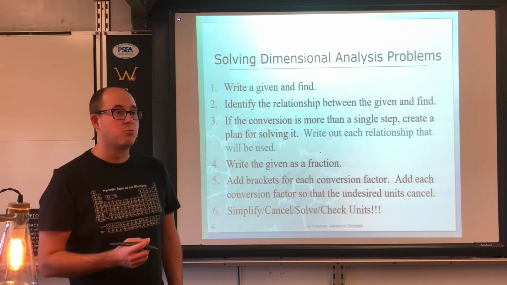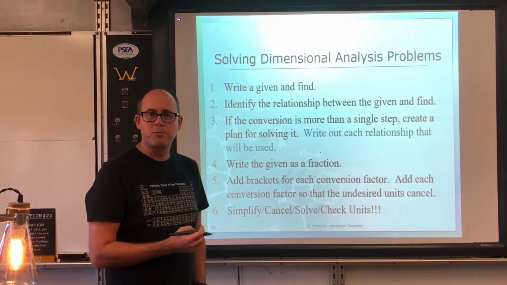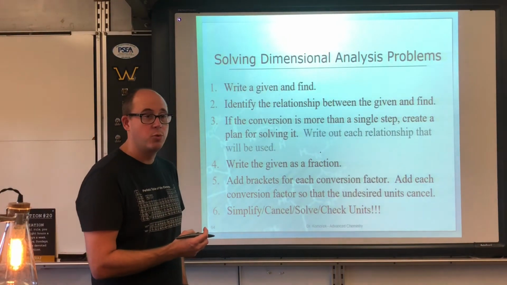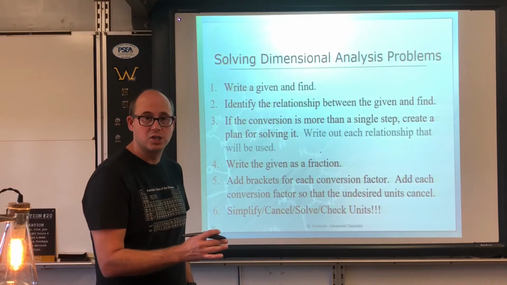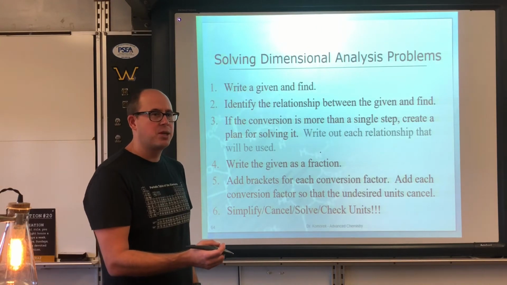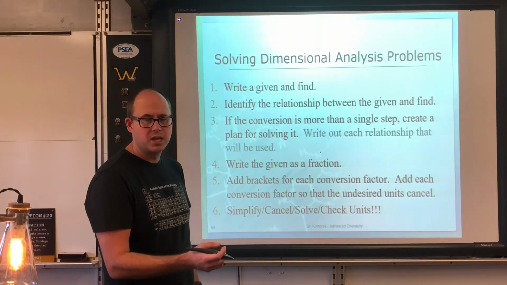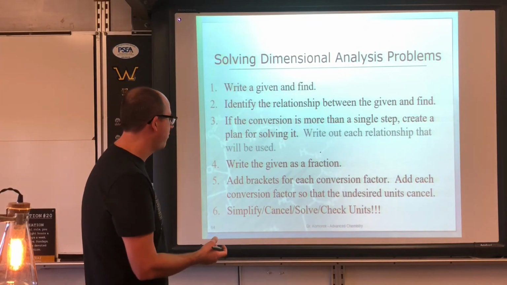If the conversion is more than one single step, create a plan for solving it. Write out each relationship that will be used. And you noticed in the last problem we didn't write out the relationships. As you get better at these and as you practice them, that's a step that you can combine, that you can write out the relationships as your conversion factors as you go, rather than planning them out first.